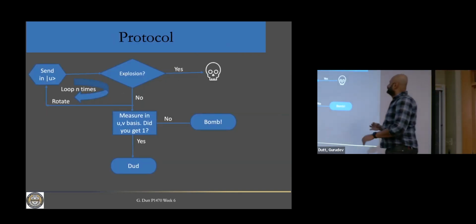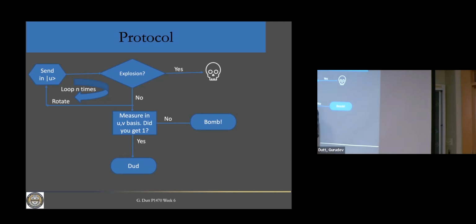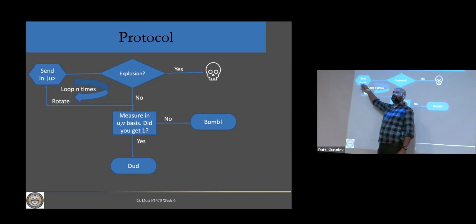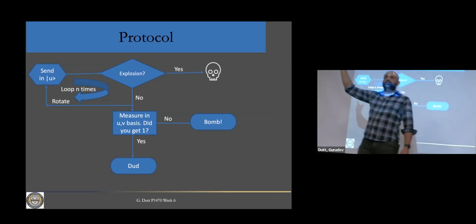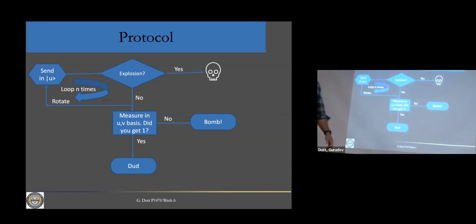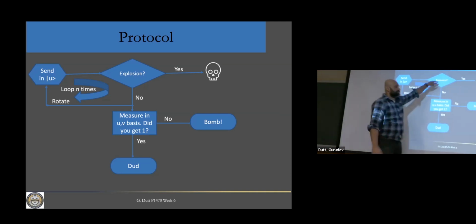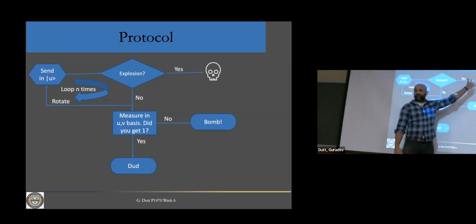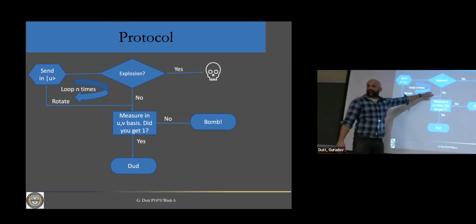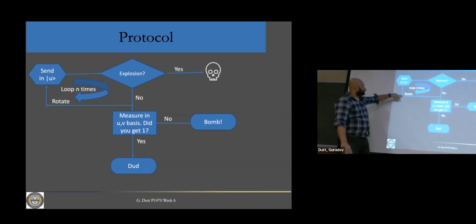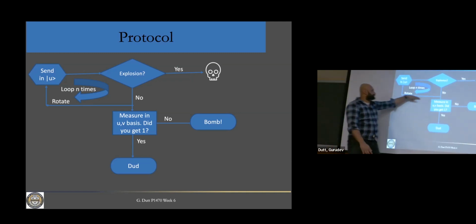Now I'm going to send in not the state 0, but the state U, which is 0 rotated around the Y-axis by that small amount epsilon. Do I get an explosion? Then of course I'm dead. But if I don't get an explosion, I rotate again, by the same operator R, which I constructed in that earlier slide, which is just another matrix. Again, we do this n times.